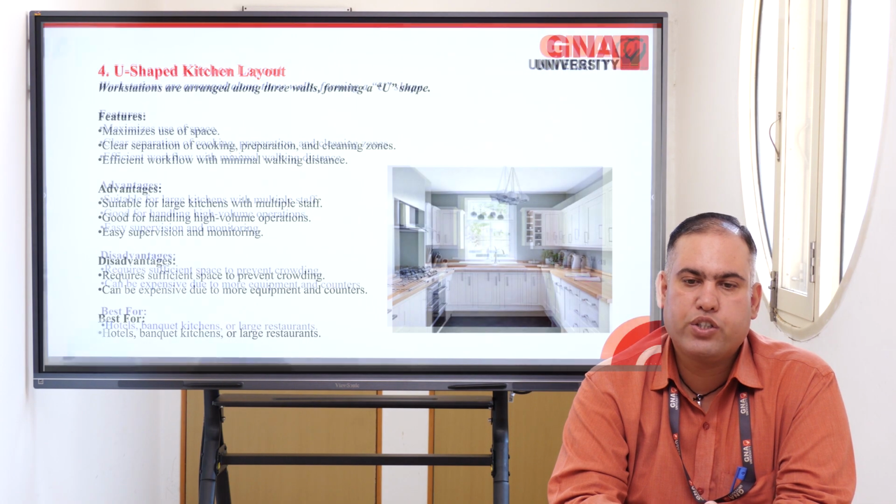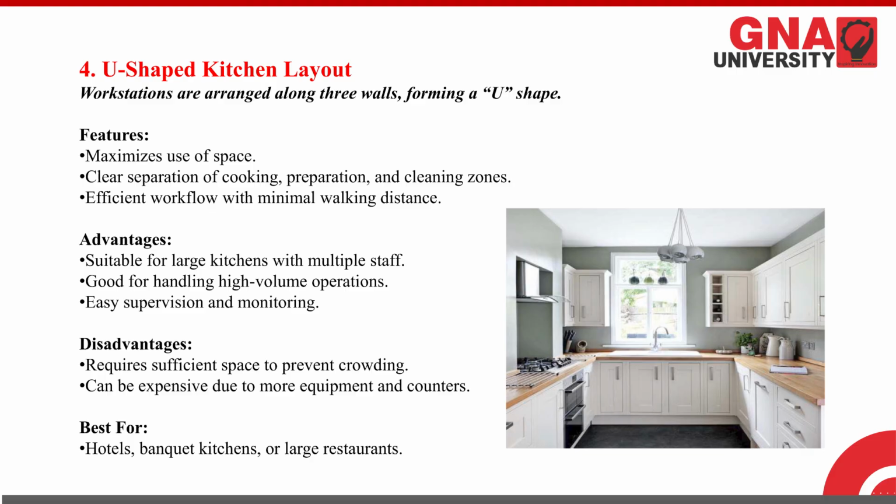So the next layout is the U-shaped kitchen layout. Workstations are arranged along 3 walls forming a U shape, which can be seen in this picture. It maximizes use of space, and there is clear separation of cooking, preparation and cleaning zones. Apart from that, the setup has efficient workflow with minimal walking distance. Advantages. This type of layout is suitable for large kitchens with multiple staff, and it is good for handling high volume operations. It is also easy to supervise and monitor the working of the different members working in the kitchen.